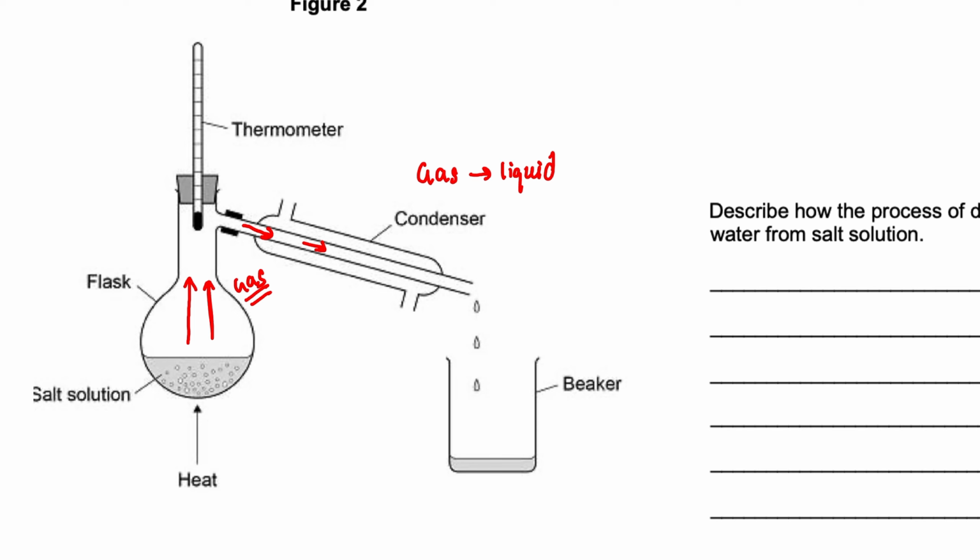So we have separated out the water into a gas. We need to change it back to a liquid, and we need to collect it in a separate beaker. And that's what you can see. The water is being let out into this beaker, and this will keep on going until all the water has evaporated from this flask and we're just left with the salt.